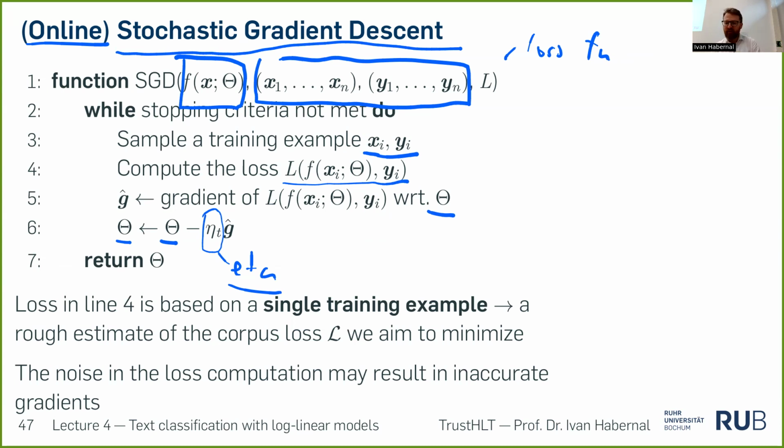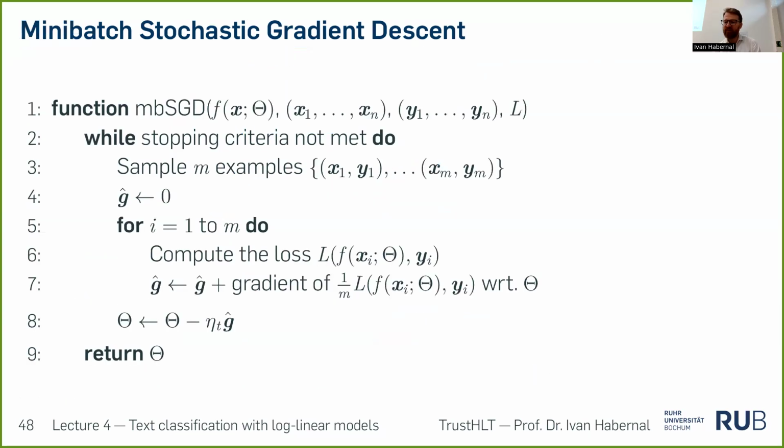So the point is that the loss here is based on just a single training example, which is kind of tricky. It doesn't give you a good approximation of the gradient for all training data. So we're going to do something a little bit better. We're going to do mini-batch stochastic gradient descent, which I'm going to finish in 2 minutes, so no worries. There are 20 slides left. In each step, we're going to take m examples.